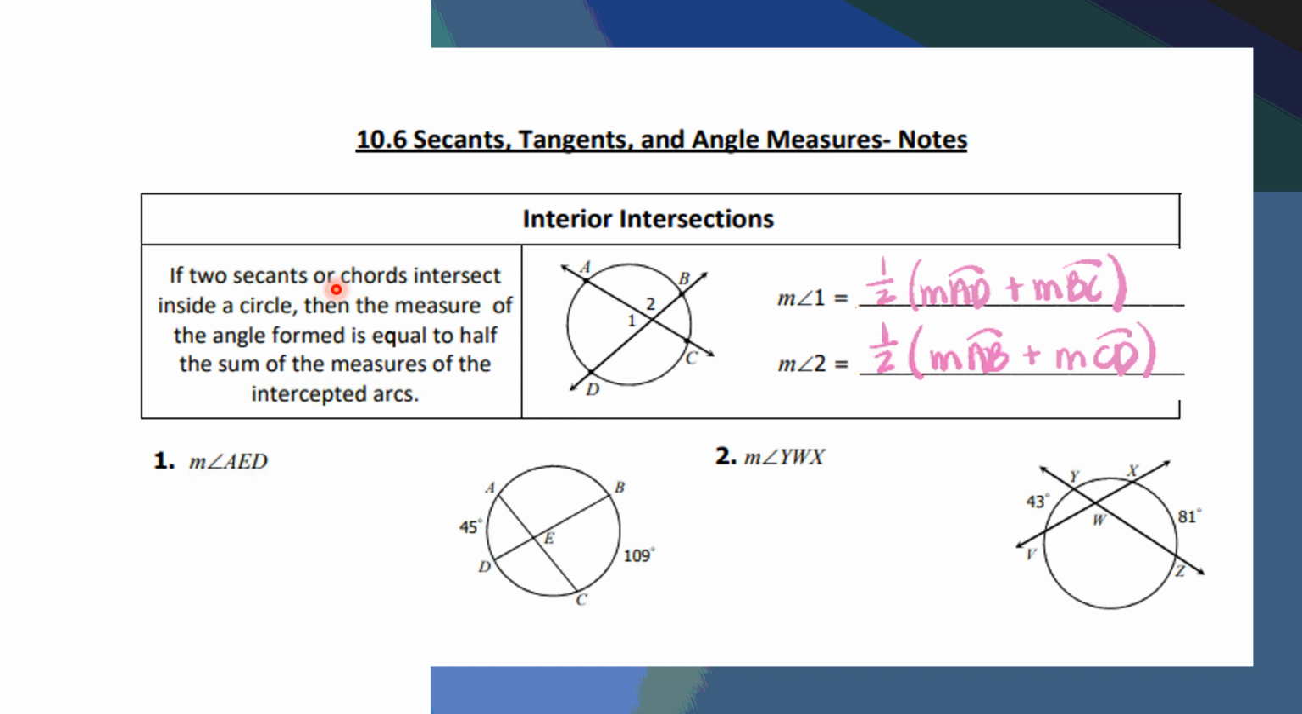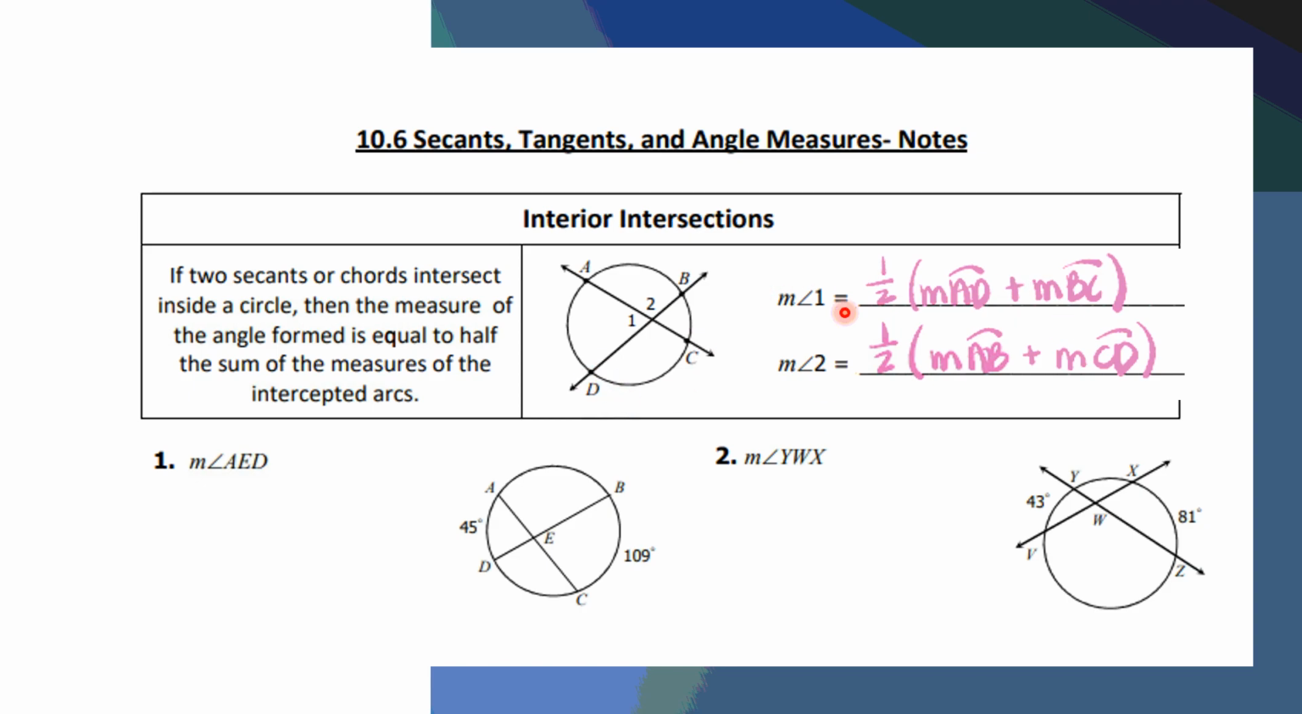So if two secants or chords, so it touches at 2 points of the circle, that's not the center, doesn't go through the center, then the measure of the angle formed, so at the intersection, is equal to the sum of the measure of the intercepted arcs. So for example, the measure of angle 1, which is right here, is half of the measure of AD plus the measure of BC. Okay, then alternatively, if we look at the measure of angle 2, that's going to be equal to 1/2 of the measure of arc AB plus the measure of arc CD.